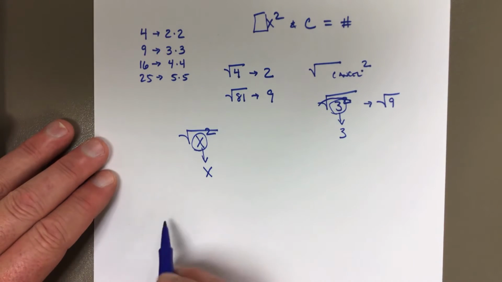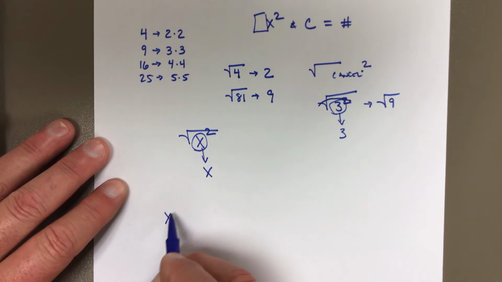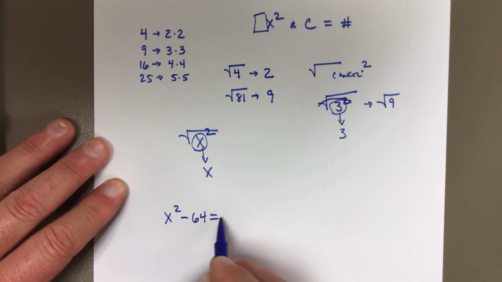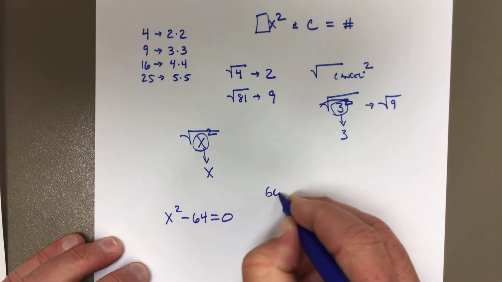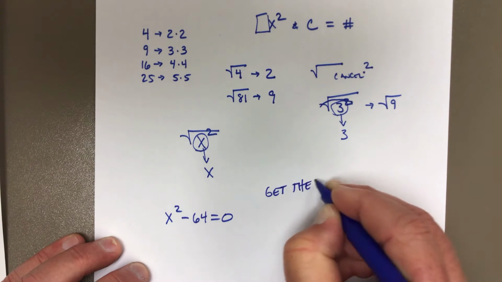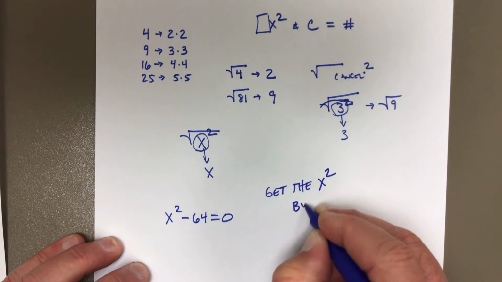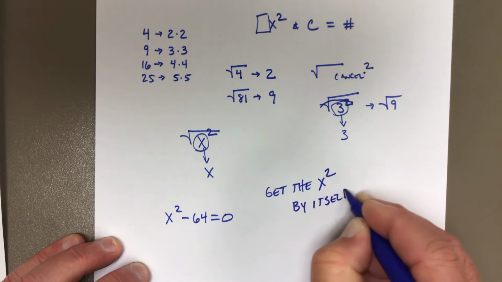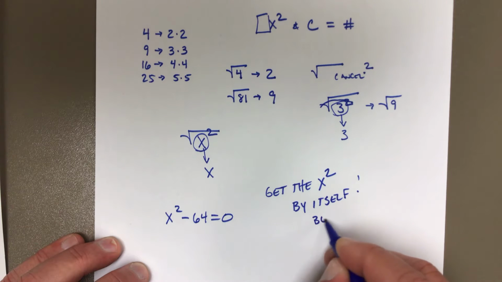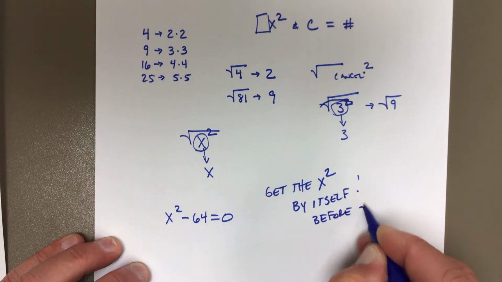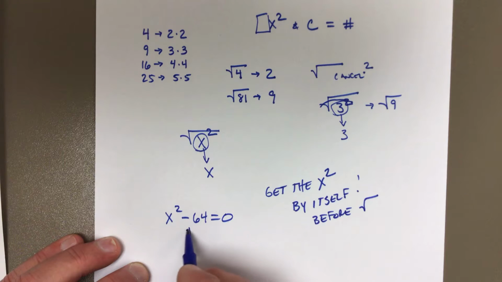So we can do a plain Jane one. We can say x squared minus 64 is equal to 0. The key thing here is you're going to get the x squared by itself. So that's the key. You have to get the x squared by itself before you can do the square root. What's that mean? So I'm adding 64 here, so I'm going to get x squared is equal to 64.